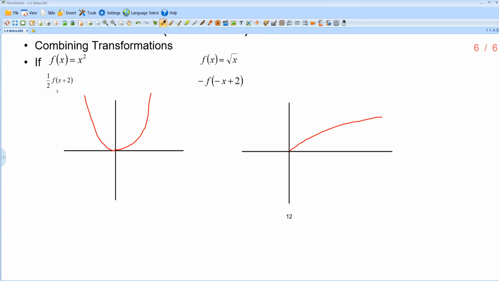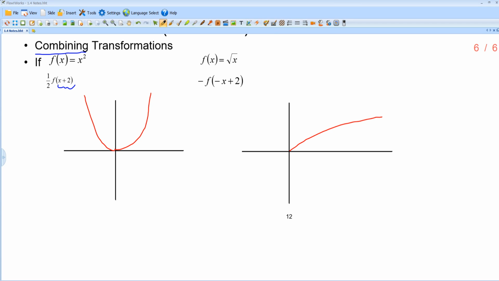And then looking at this, when you have multiple transformations, combining transformations, when we have multiple things going on at once, we follow the order of operations. So you want to follow, if I were to substitute something in for x, what would happen first? The first thing I'd be doing is this addition. So right here, I need to deal with that first. I see that it's addition, so it's a shift.